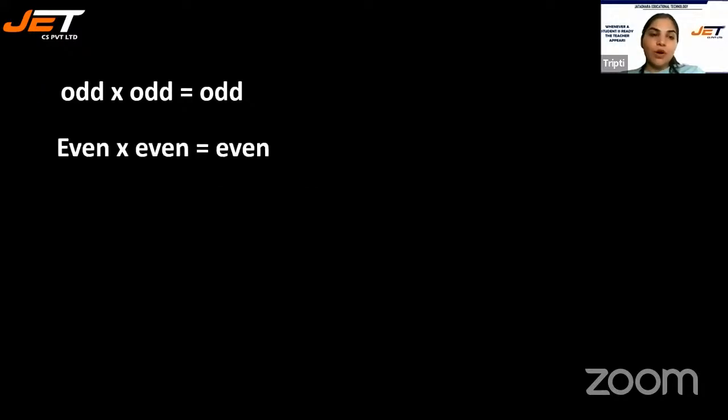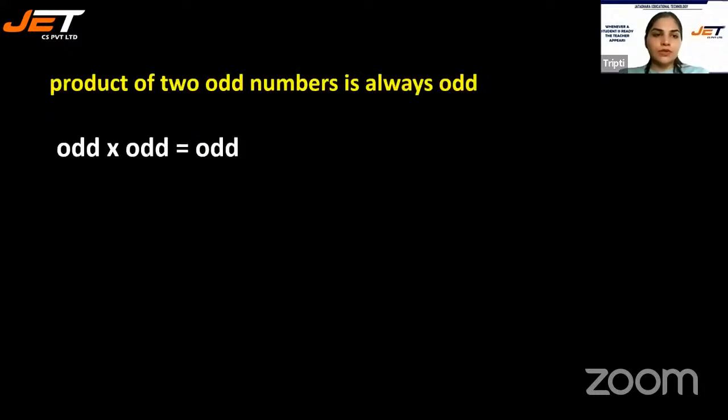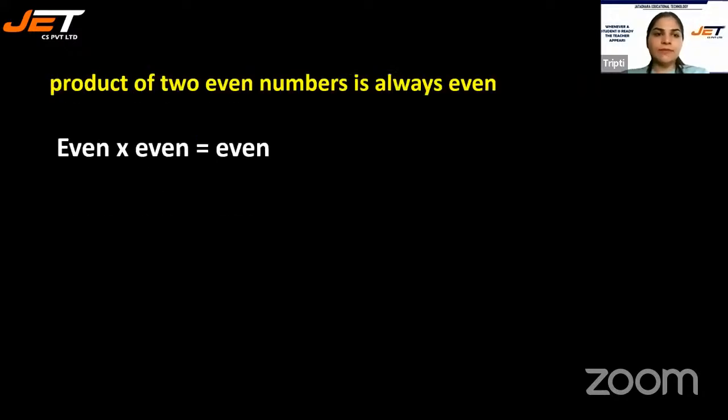So we have done odd times odd is odd, even times even is even, and even and odd is even. Wait, there is a mistake. Let's take examples.